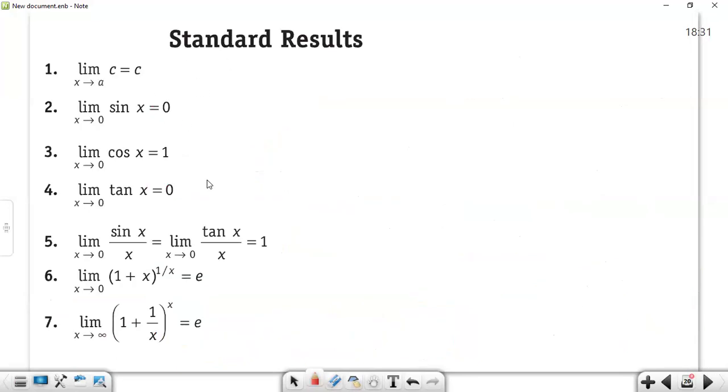So here are some standard results. When you are applying limit on a constant value, which is not a function, the constant value will remain the same, and you can directly substitute the value of x here. Sin 0 becomes 0, cos 0 becomes 1, and tan 0 becomes 0. And this is a formula which we discussed earlier also. So this is becoming 1. We can solve it by using L'Hospital rule.